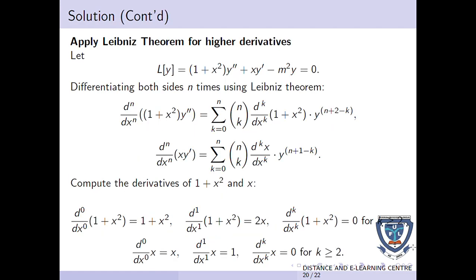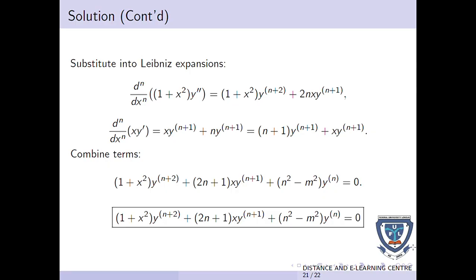Now, applying Leibniz theorem for higher derivatives, we'll simply do a direct substitution into the Leibniz theorem, and we are going to have that (1 plus x squared) y^(n+2) plus (2n plus 1) x y^(n+1) plus (n squared minus m squared) y^(n) is actually equal to 0.